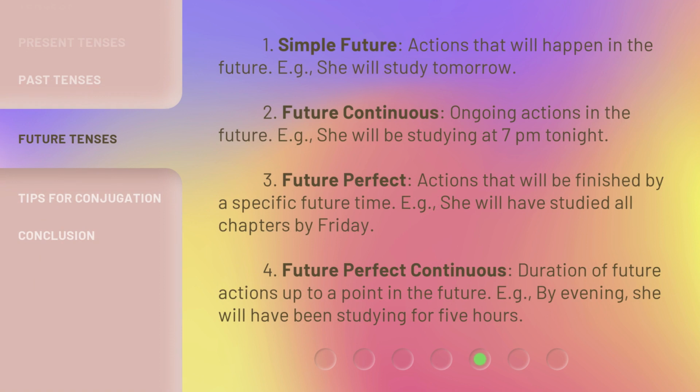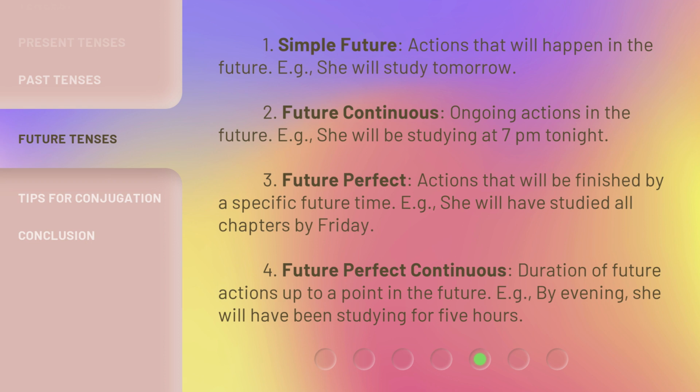1. Simple future, actions that will happen in the future. E.g., she will study tomorrow. 2. Future continuous, ongoing actions in the future. E.g., she will be studying at 7 p.m. tonight.